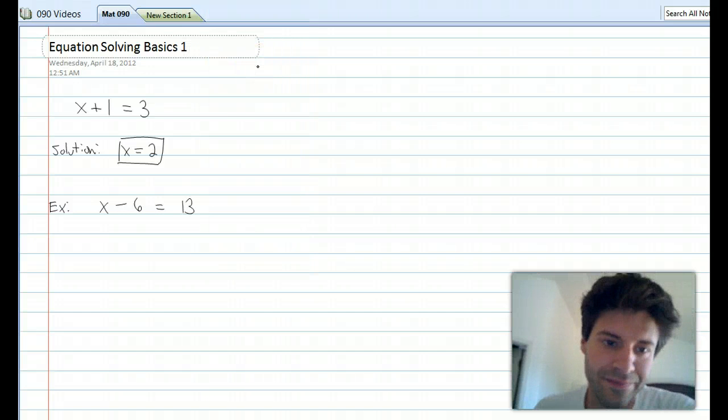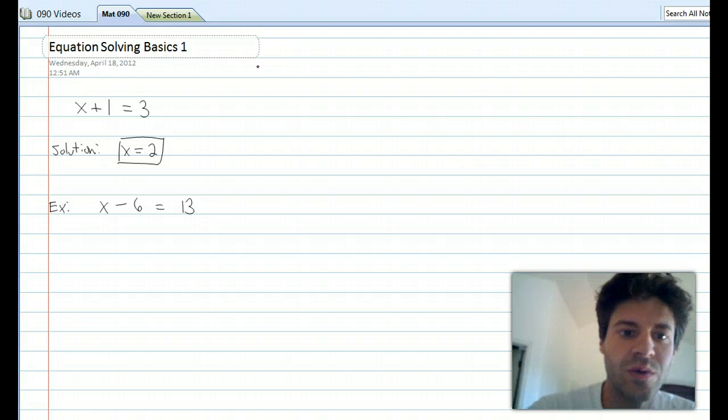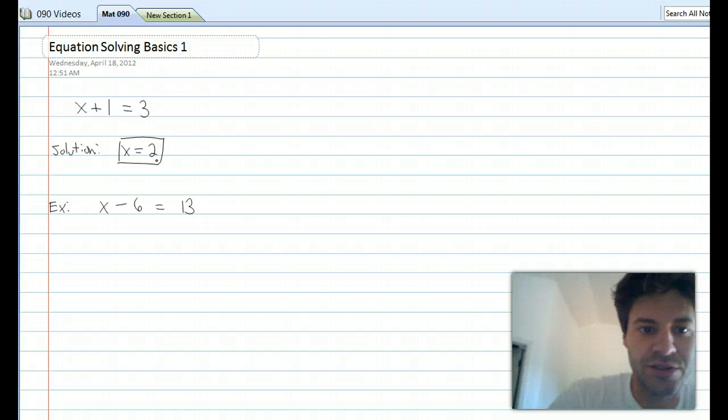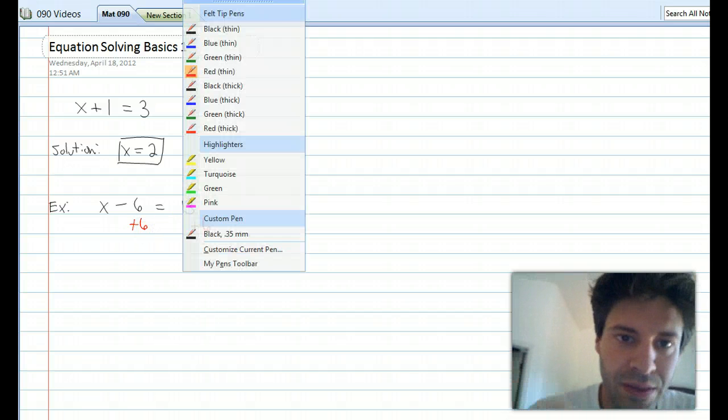And the goal here is to get x by itself. We want to solve for x, so we have an equation x equals some number. So what we're going to do, and this might seem a little tricky at first, is add 6 to both sides of this equation, and you'll see what happens here in a second.